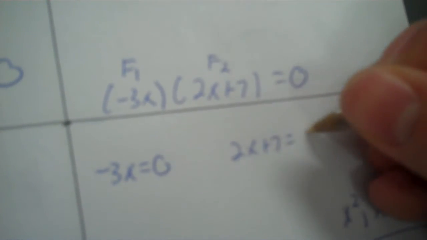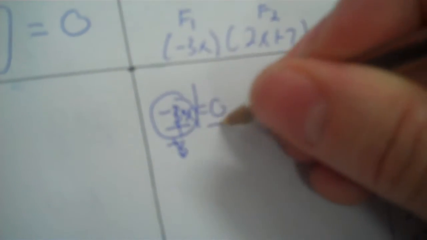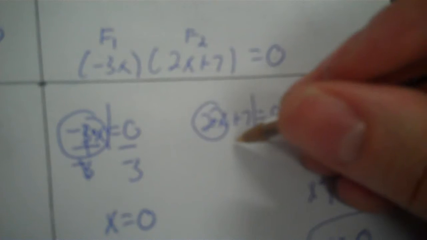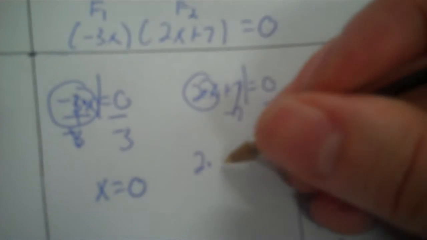Okay, so we have negative 3x, and then we have 2x plus 7. So this is F1, this is F2. So negative 3x could equal 0, and then 2x plus 7 could equal 0. So you just divide here by negative 3, and 0 divided by negative 3 is 0. Now over here you got times 2 and plus 7, so you minus 7. 0 minus 7 will take us to negative 7.